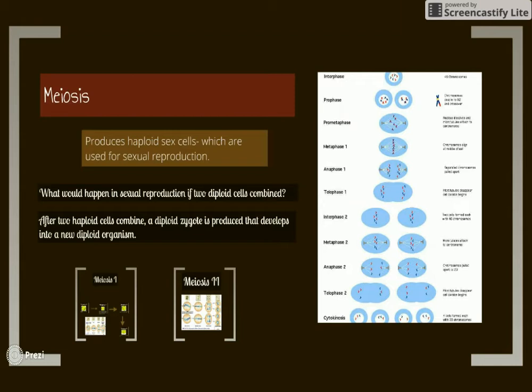The answer is, if two diploid cells combined, it would result in double the number of chromosomes, so 46, which means that the organism made with the egg and sperm cells would have way too many chromosomes and would not be a normal person, because the mom would be giving 46 chromosomes and the dad would be giving 46 chromosomes. So you would end up with 92 chromosomes instead of 46. So if all goes well in reproduction, after two haploid cells combine, a diploid zygote is produced that develops into a new diploid organism.